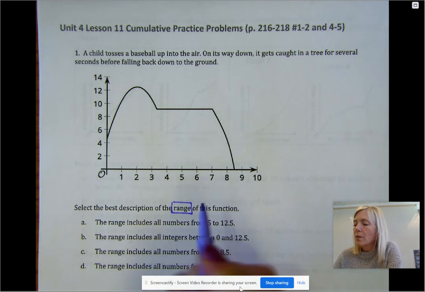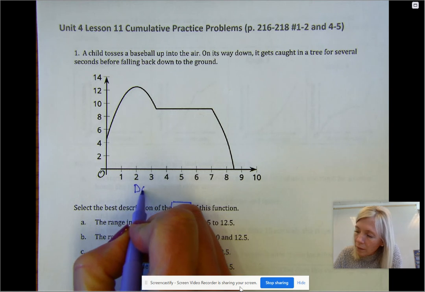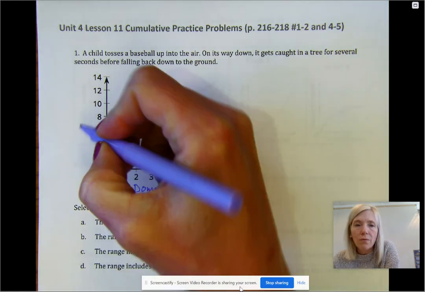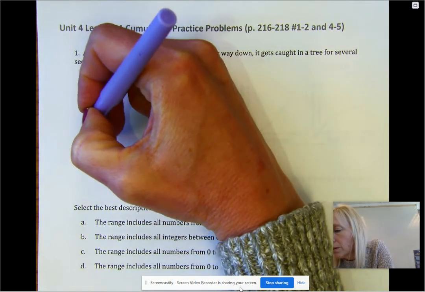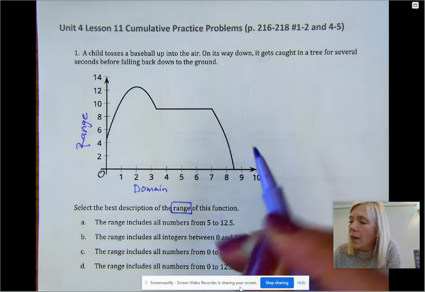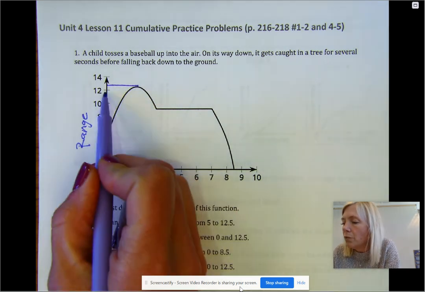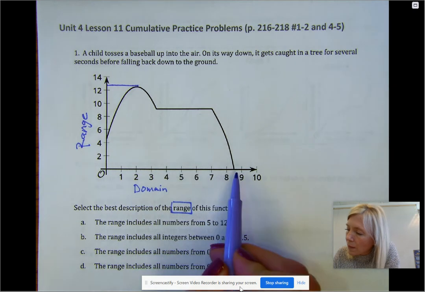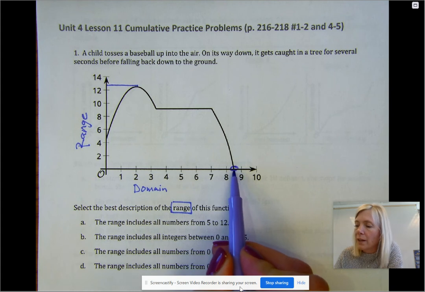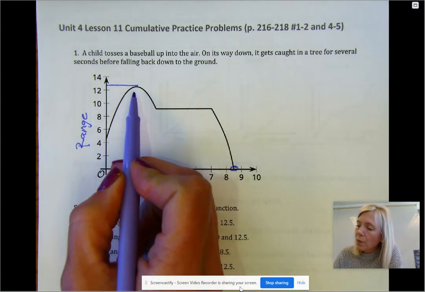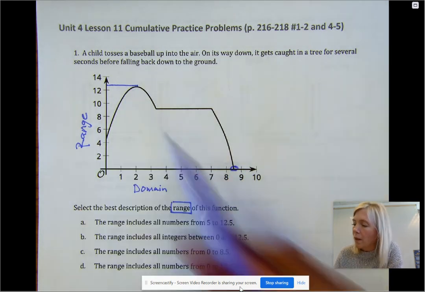Okay, so remember the input values down here, those make up the domain, and the output values in this direction, those make up the range. So it looks like the maximum is up here, somewhere between 12 and 14. And the minimum is over here where the ball actually hits the ground at a height of 0. So the range would be all of those numbers from 0 up to this maximum point, which looks like about 12 and a half.